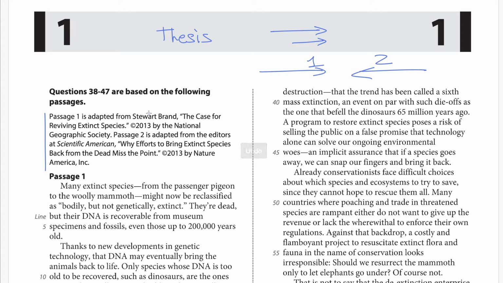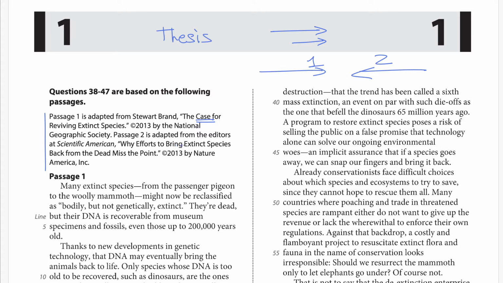Passage one is adapted from Stuart Brand's The Case for Reviving Extinct Species. So the case means the reason or the benefits of reviving extinct species. Okay, so we don't know exactly what this means as of now, but it's something about species, some animals or plants being extinct, and then you're reviving them, almost like bringing them back from the dead.